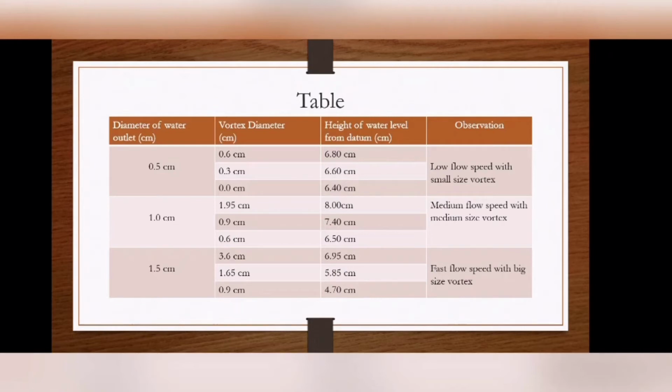And the observation from the experiment, for the 0.5 centimeters, we observe low flow speed with small size vortex. For the 1 centimeters, we observe medium flow speed with medium size vortex. And for the 1.5 centimeters diameter of water outlet, we observe fast flow speed with big size vortex.